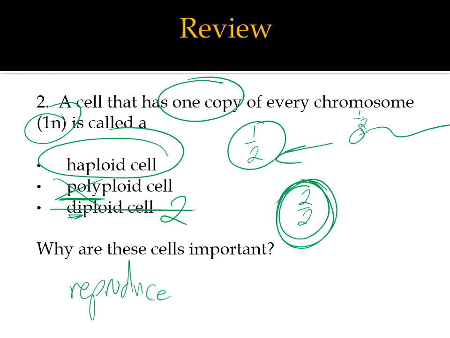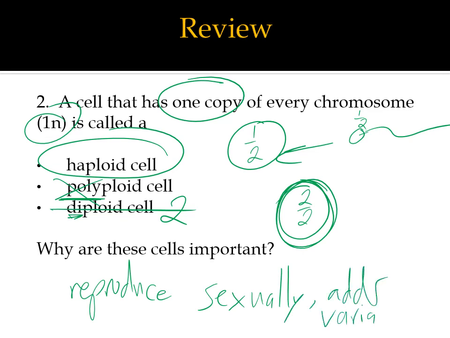And in the case of animals and plants, they reproduce sexually, and this adds a lot of variation. Variation is a very good thing because it makes us all different. It lets us evolve. It lets us change and grow and improve, and also get rid of some stuff we don't really want. That'll be next chapter and a half or so we see. But for now, that's all we got to know.